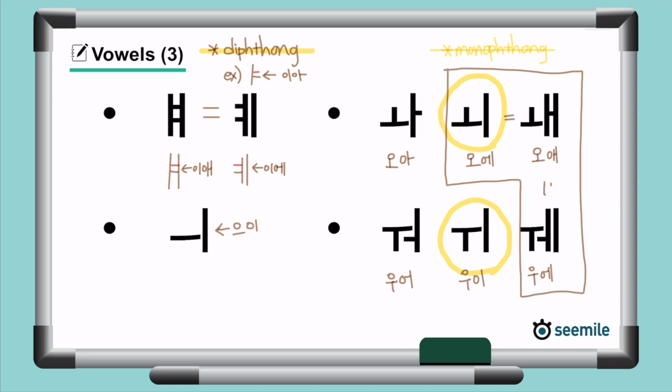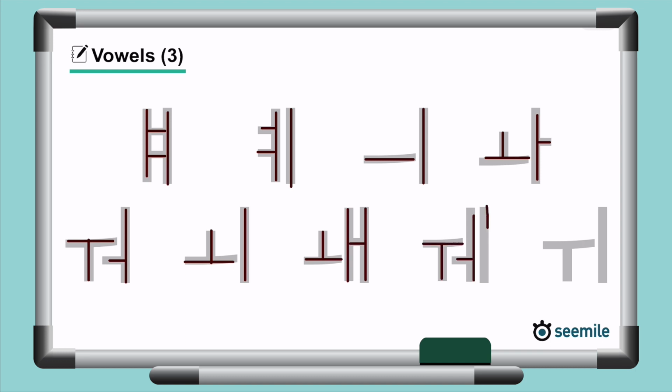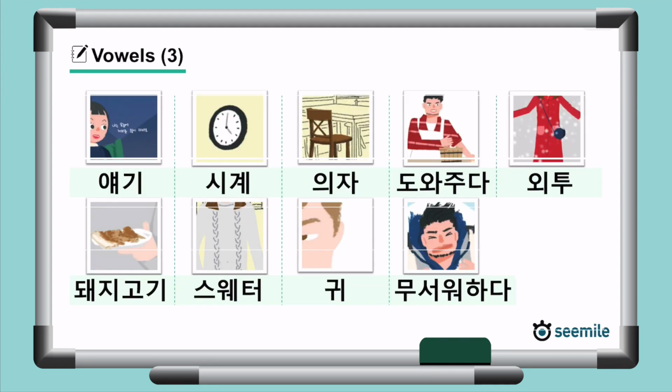Now, let's move on to page 22 and practice writing them in the right stroke order. 예, 예, 의, 와, 워, 왜, 왜, 왜, 위. Good job! Now, let's practice reading actual words on page 23. Please read the words out loud.